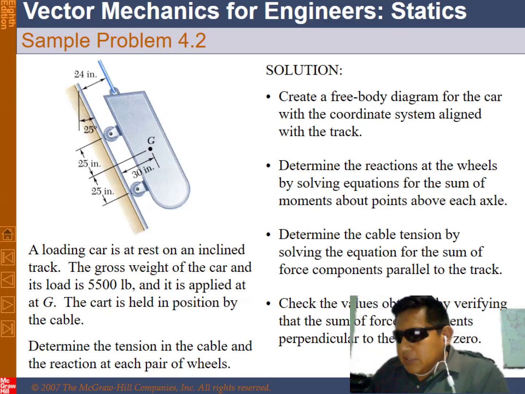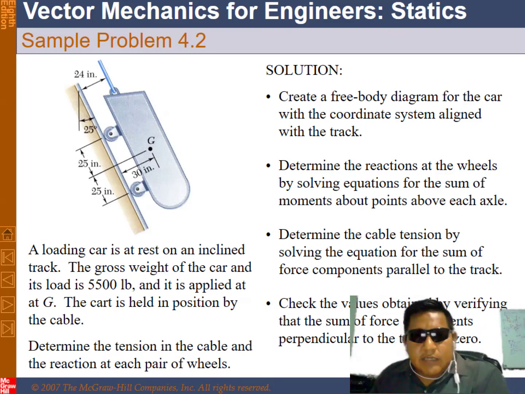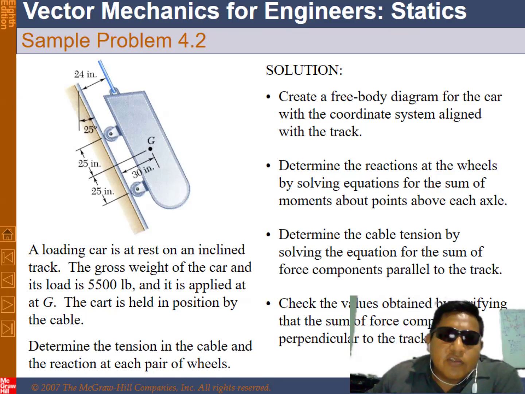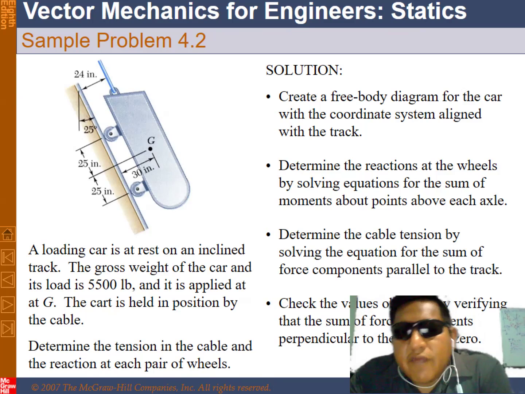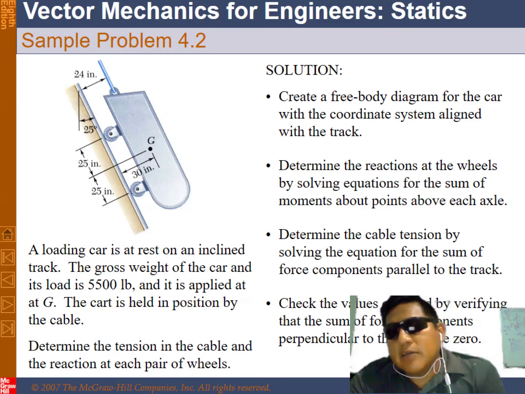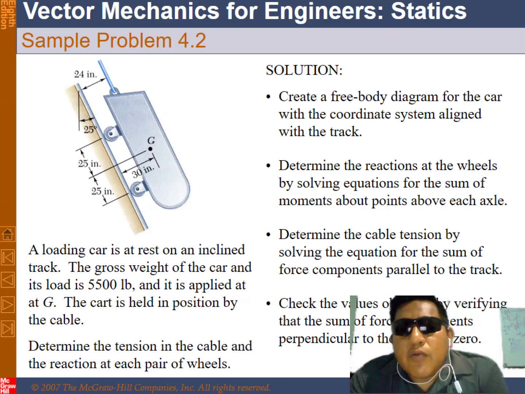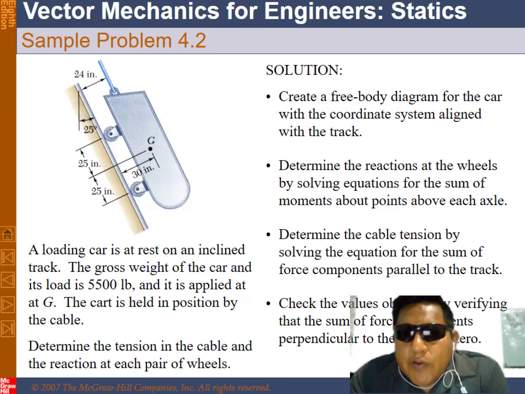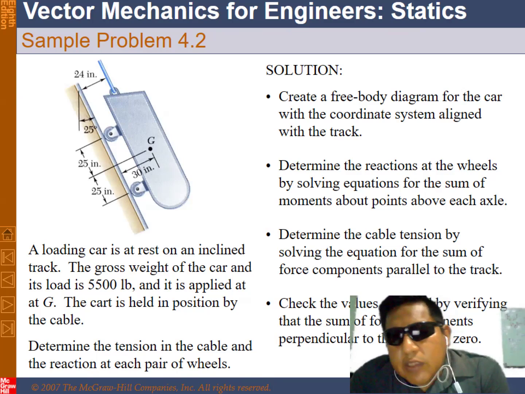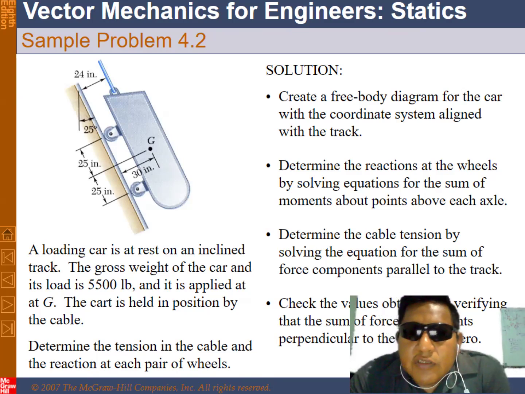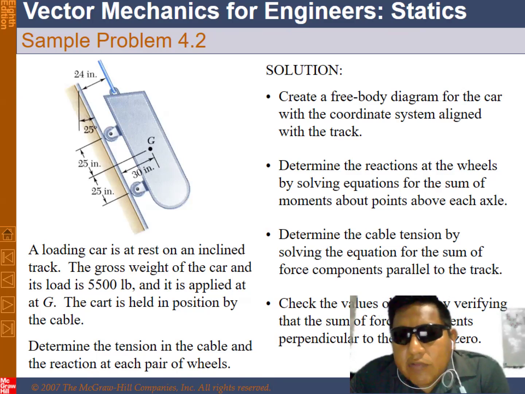This is the free body diagram. Solution: create a free body diagram for the car with the coordinate system aligned with the track. Determine the reactions at the wheels by solving the equation for the sum of the moments about the points at the axles. Determine the cable tension by solving the equation for the sum of the force components parallel to the track.